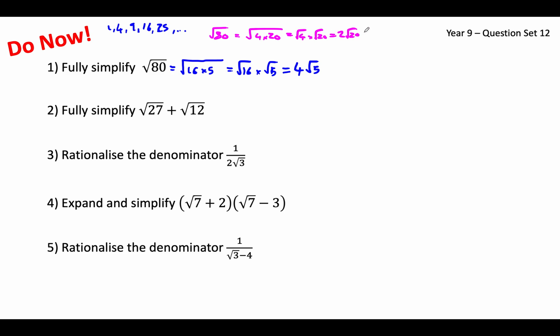And then you might notice that actually, hang on, 20 can be split up as well. And so you could do it in 2 steps. 20 is made from 4 times 5. So you end up with 2 root 4 times root 5, because you separate these two into 2 separate square roots. And of course, root 4 is 2. So that turns into 2 times 2, which is actually 4.